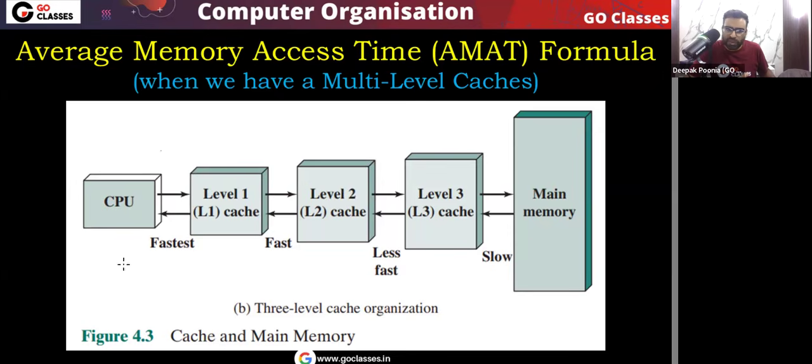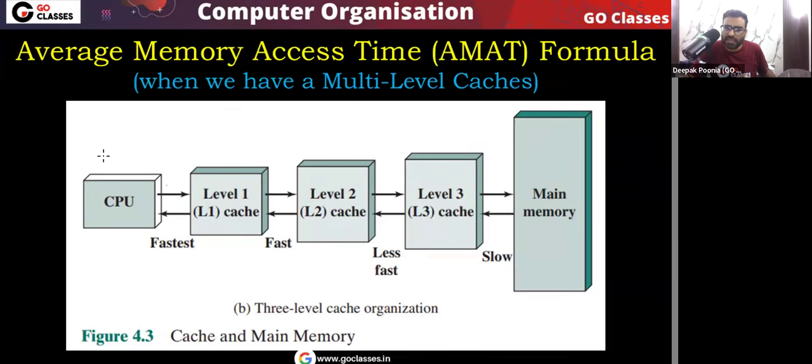Now, sometimes for some memory request, CPU is getting data very fast because there is a hit in the L1 cache. But for some data, there is a miss in the L1 cache and a hit in the L2 cache. So for some data, it will take more time. And there is some data which will take a lot of time because maybe there is a miss in all the levels of caches, so we have to access the main memory.